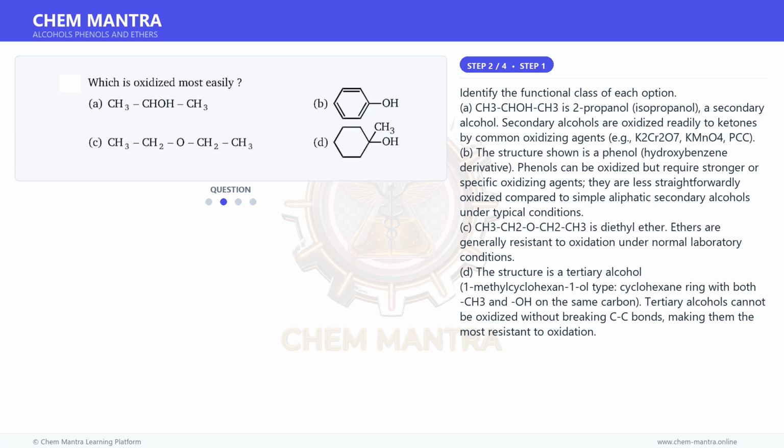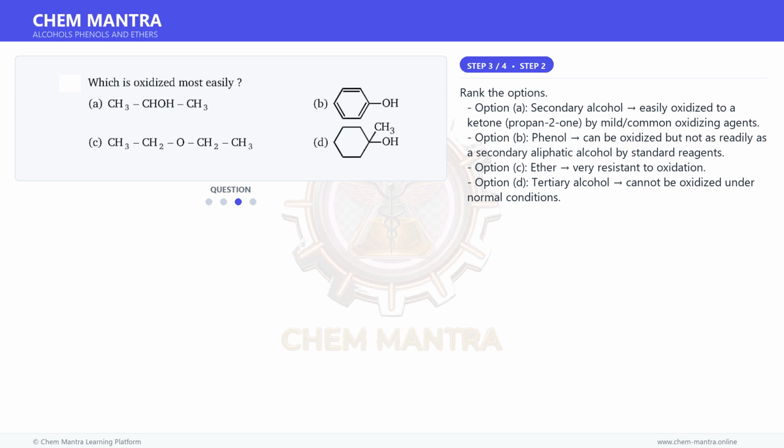D. The structure is a tertiary alcohol, a 1-methylcyclohexan-1-ol type, a cyclohexane ring with both CH3 and OH on the same carbon. Tertiary alcohols cannot be oxidized without breaking C to C bonds, making them the most resistant to oxidation. Moving on to the next step.